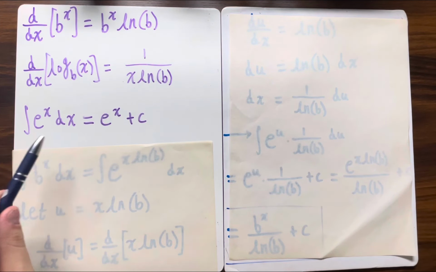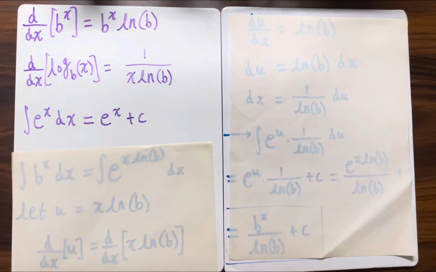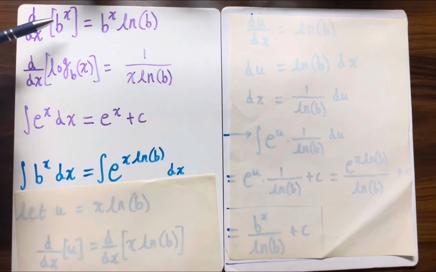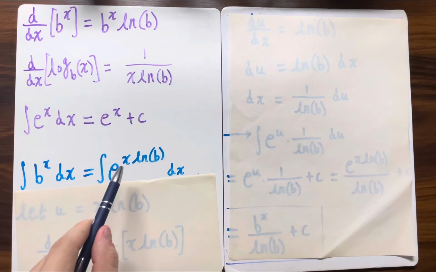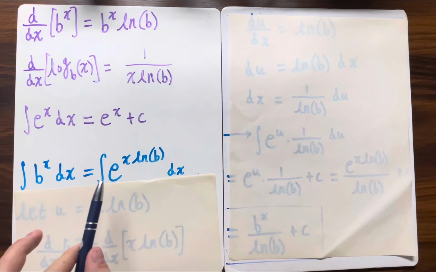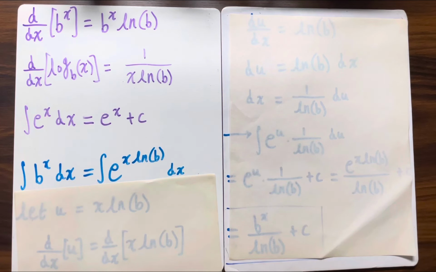Now using this fact that the integral of e to the x is also equal to e to the x, we can try to figure out what is the integral of b to the x. Well, just like how we figured out the derivative of b to the x, we said b to the x is the same thing as e to the x times ln of b. To see how b to the x is the same thing as e to the x ln of b, we have to know the relationship between logs and exponentials, as shown in a different video.